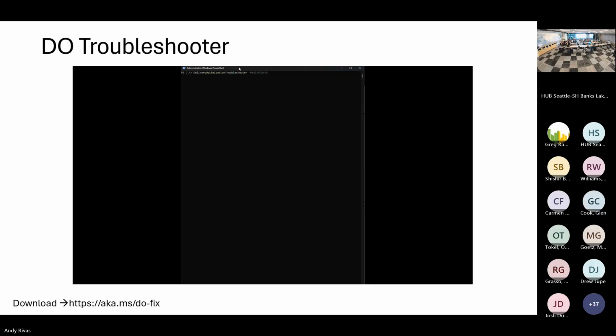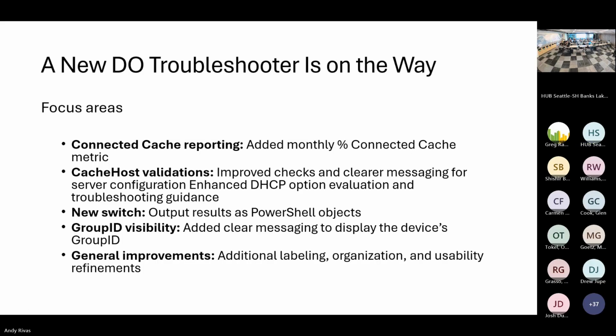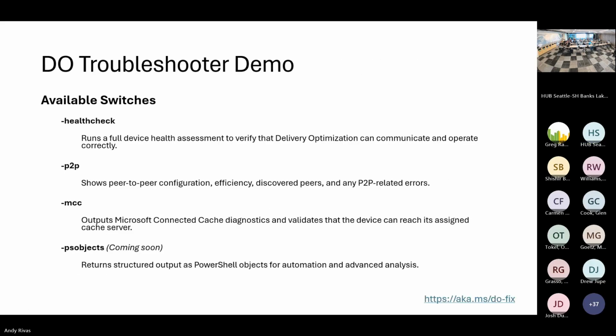You can see here that I've run the Delivery Optimization troubleshooter with the health check, and it's showing values for these different settings. For example, I could run it with these switches, with these different options. I can get an output for P2P and for connected cache. That will show me. And then as you see here, the coming soon. So with that, we are at time.